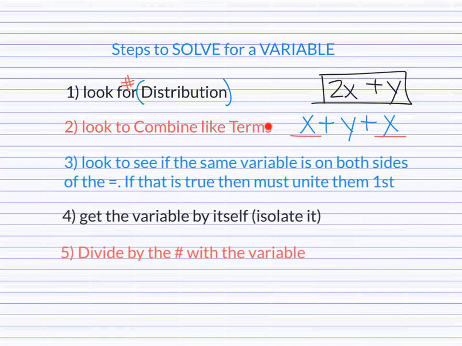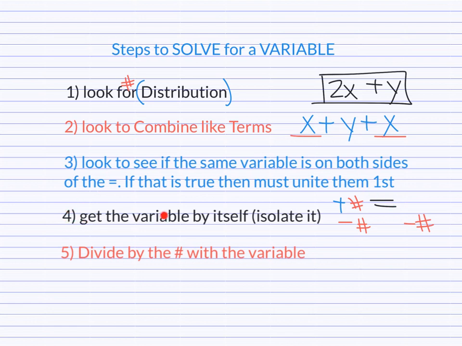Once you've done that, if you have it, then you're going to look to see if the same variable is on both sides of the equation. And if that is true, then you have to unite them first. Now remember, when you move across an equal sign, you have to do so by doing the opposite. In other words, if it's positive on this side, then in order to move it to the other side, I would have to make it a negative. So I basically would have to subtract whatever that number is. What I do to one side of the equal sign, I do to the other side. So that's that concept there.